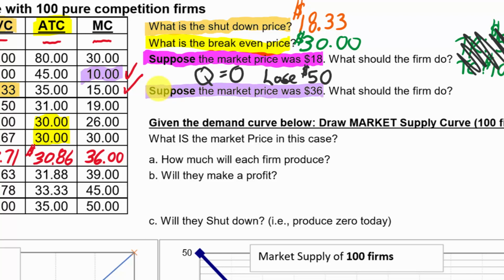Now it's the same kind of procedure. Ignore the downward sloping part of the marginal cost curve, or go to the point where marginal cost is at its minimum, and then start asking the question, if I can produce this second unit for $10 and I can sell it for $36, sounds like a good idea. If I can produce the third one for $15 and sell it for $36, good idea. If I can sell the fourth one for $36 and it only costs me $19 to produce, sounds like a good idea. And this one costs $26, sell it for $36. This one costs $30, sell it for $36. This one costs $36 and I can sell it for $36.